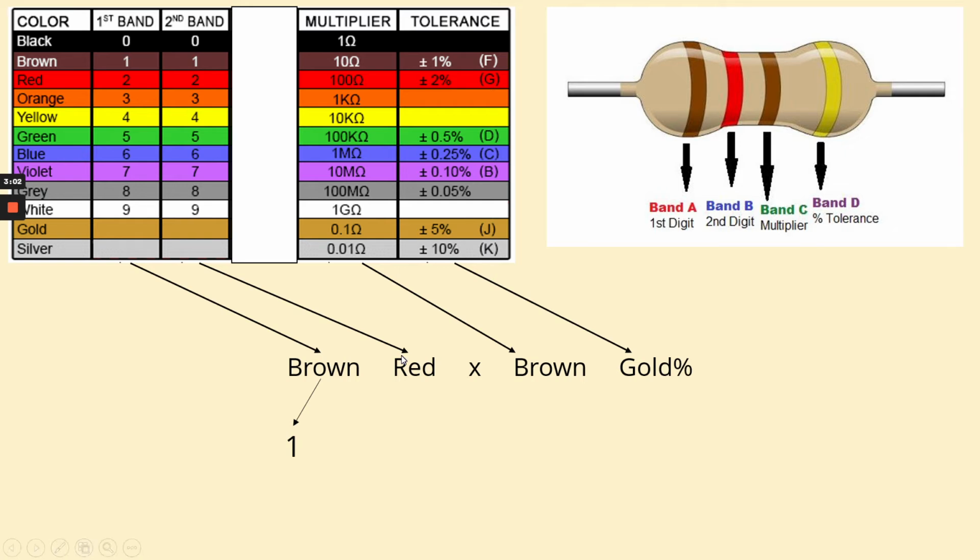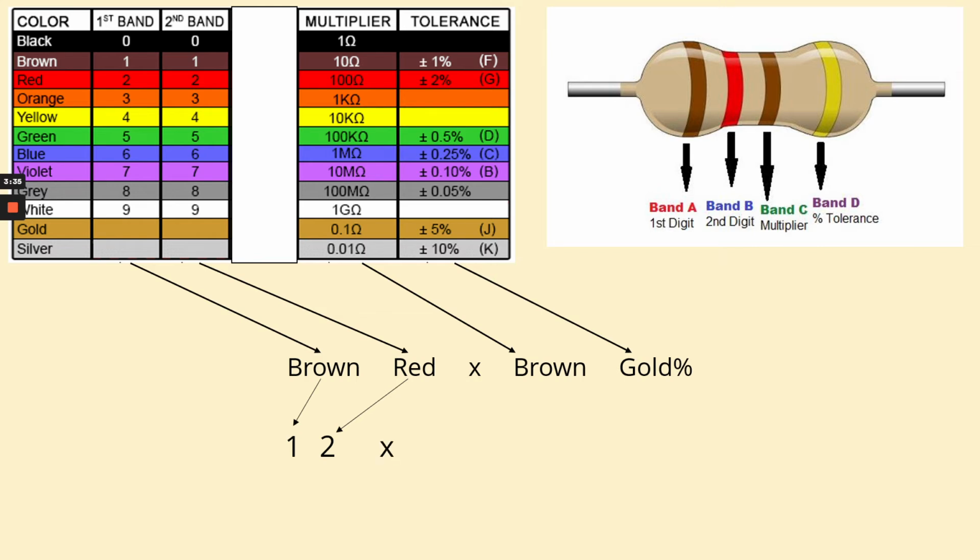The second band is red. So we need to look at the second column, the second band column, and we need to find red, which is here. And that is 2. So we just write 2 next to the 1. Now that gives us 12. So we're not adding, we're not multiplying in between those numbers. We're just writing them next to each other to get a 2-digit number, which is 12.